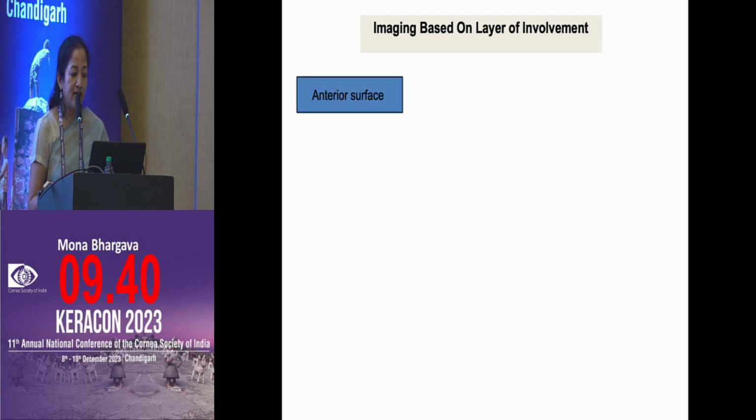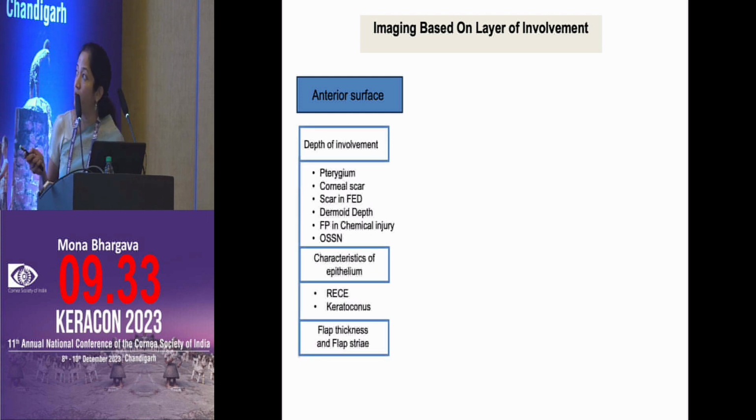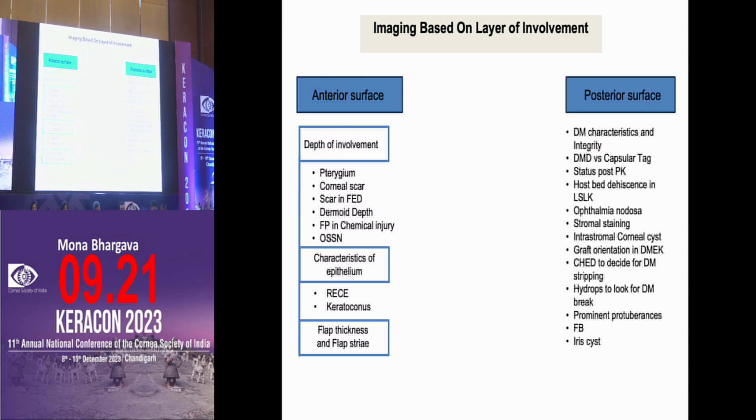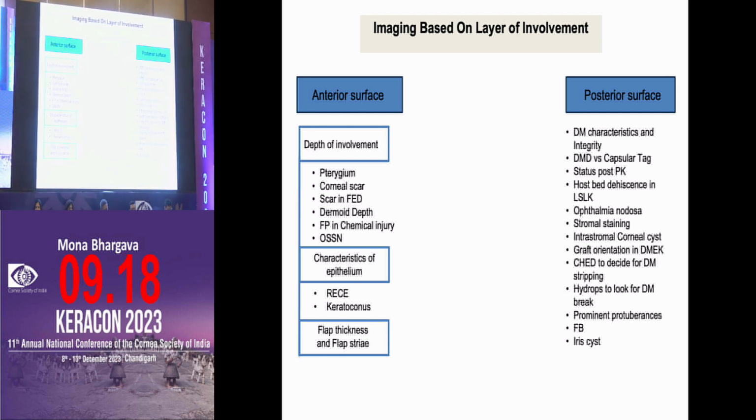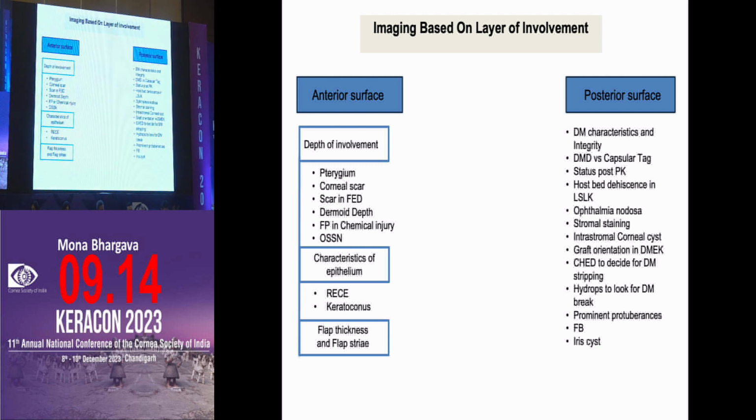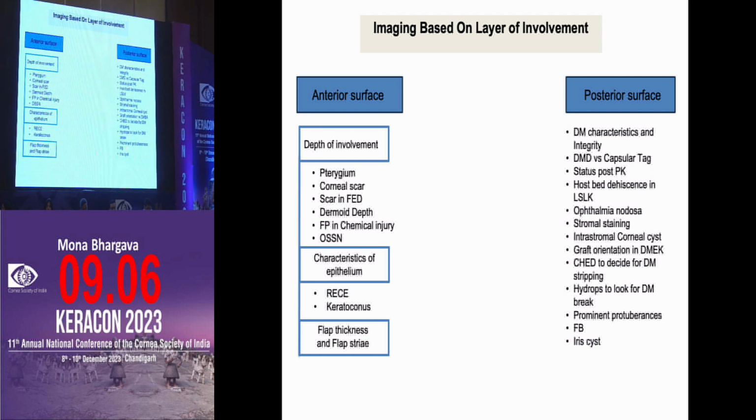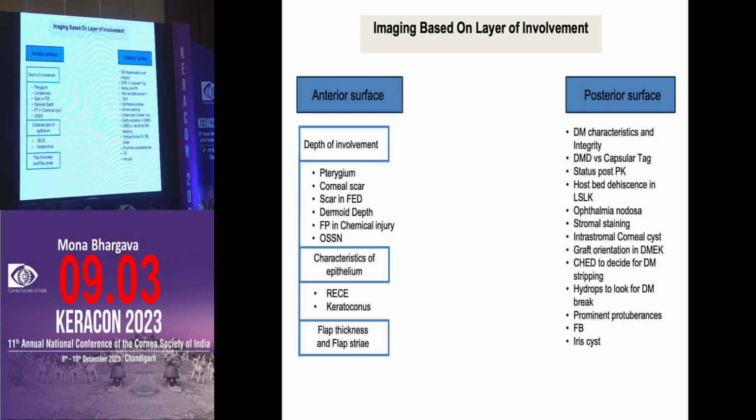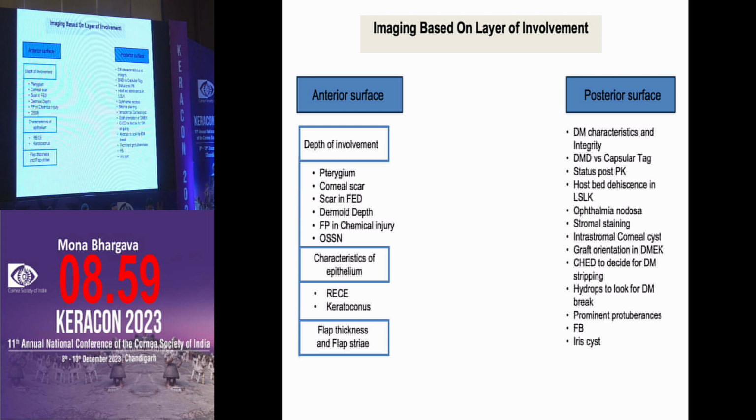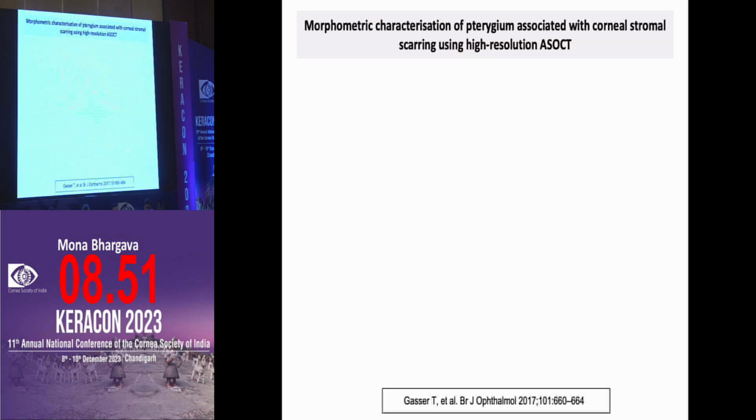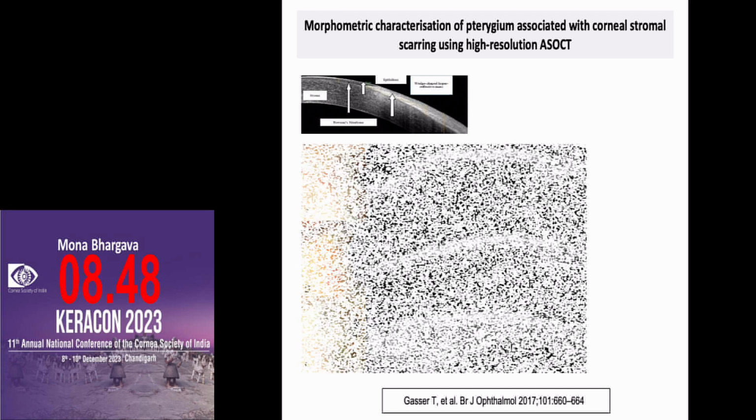We'll be focusing on the layer-wise imaging of the entire anterior segment starting from epithelium onwards, wherein the depth of involvement in cases of pterygium, scar, dermoid or chemical injury and OSSN, the characteristics of epithelium in RECE and keratoconus, thereby moving on to the posterior surface where DM characteristics, the DM breach, hyperreflectivity, breaks, protuberances, and the posterior surface of PK graft, host bed in LSLK, cysts in the cornea as well as iris cyst, breaching of DM and the presence of anterior chamber and deep corneal foreign bodies, and imaging of the entire corneal surface in dystrophies and post-keratoplasty ectasia.